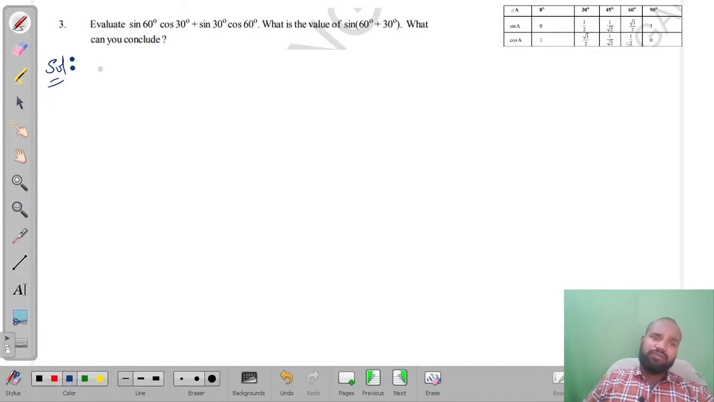Evaluate sine 60. First, we know the value of sine 60. So don't get confused here, I kept one small table here for you. So what is sine 60 degrees? First I am writing the equation.